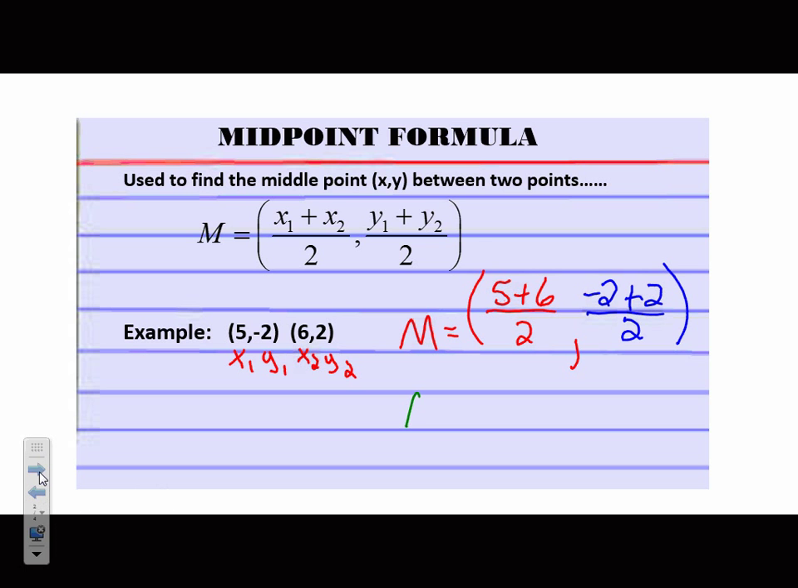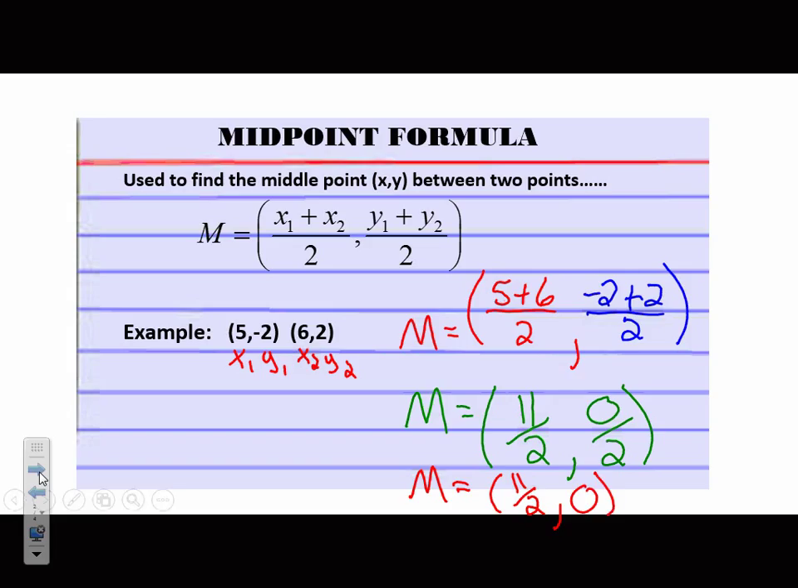Simplify this. M equals 11 over 2, comma, and 0 over 2. Now we're going to simplify this again. So m, our midpoint, is going to be, and we can leave it as 11 halves, or if you want to turn it into a decimal, you may do that too. And then 0 divided by 2 is just 0. So there is our first one. This is midpoint. We're going to be working with this, so make sure you have this example down, all right?